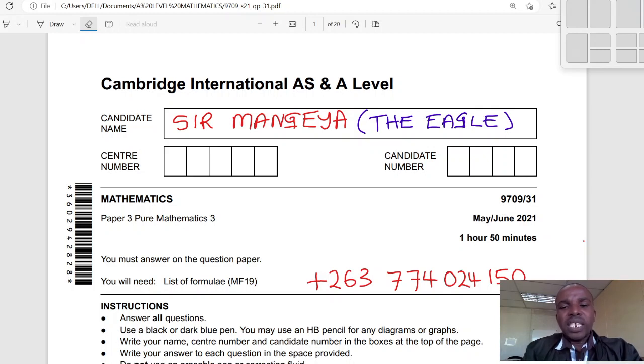Right. So this part is for Cambridge International Advanced Level Mathematics. It's Pure Mathematics Paper 3 for May/June 2021.